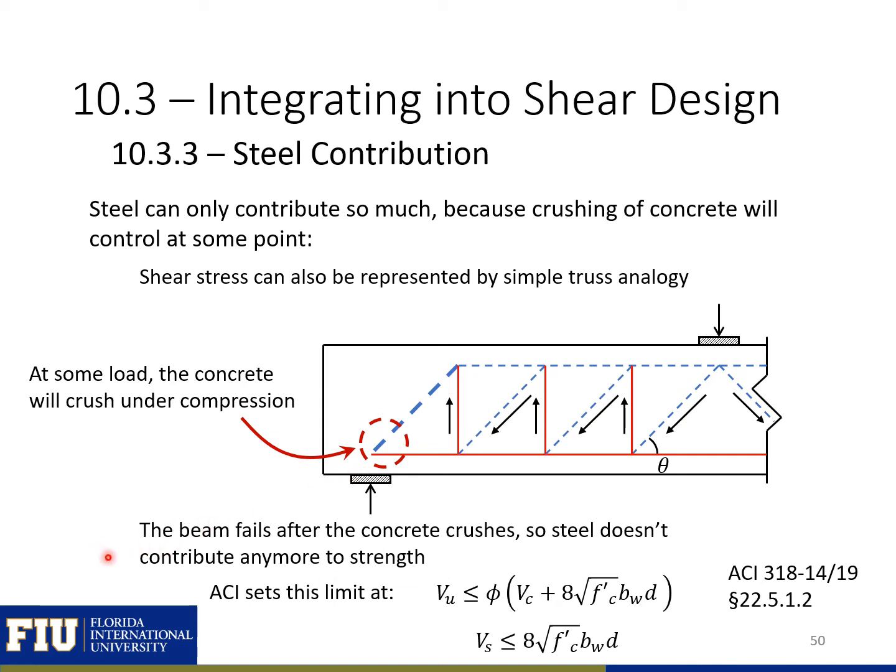So here, ACI takes this into account by setting a limit on the amount that our steel can contribute to the shear strength of our section. The current ACI limit is that our Vs needs to be less than or equal to 8 times the square root of f'c times bw times d. This will limit the amount that our shear reinforcement can contribute to the overall shear strength of our section. And again, it's because crushing will control the capacity at some point.